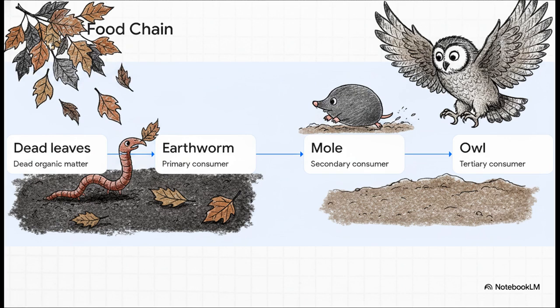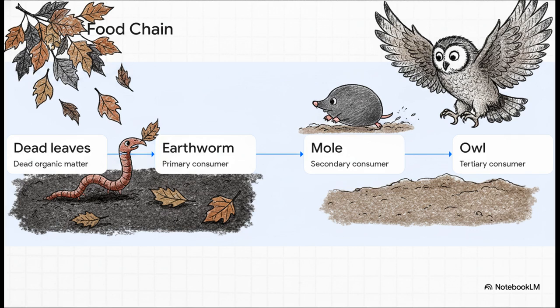But, nature always has more than one trick up its sleeve. Not all chains start with fresh green plants. Check out this detritus food chain. It starts with dead organic matter, like fallen, dead leaves. Step 2, an earthworm munches on those decaying leaves. 3, a mole burrows through the dirt and eats the earthworm. And 4, a nocturnal owl swoops down and catches the mole.